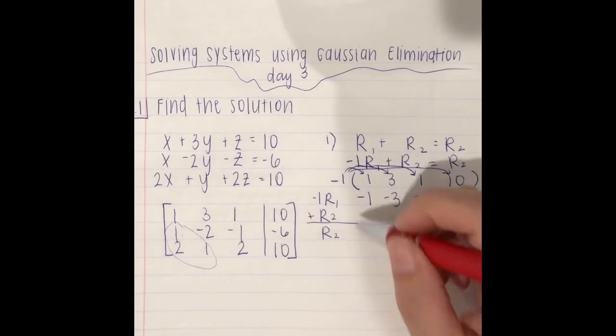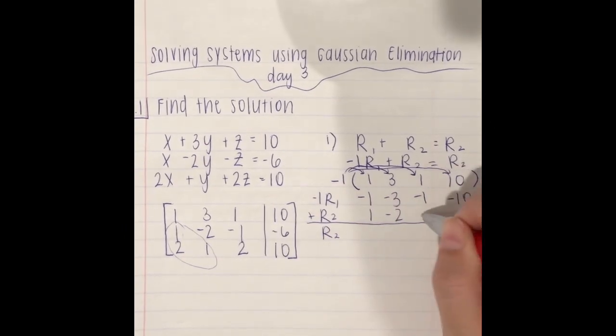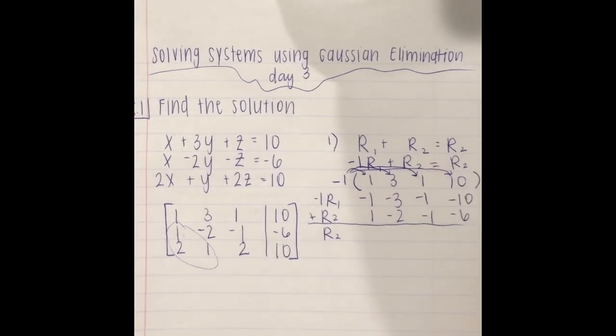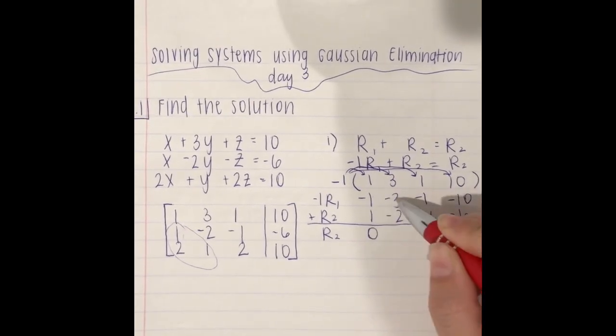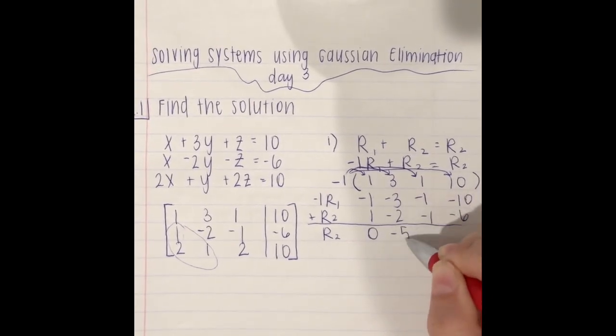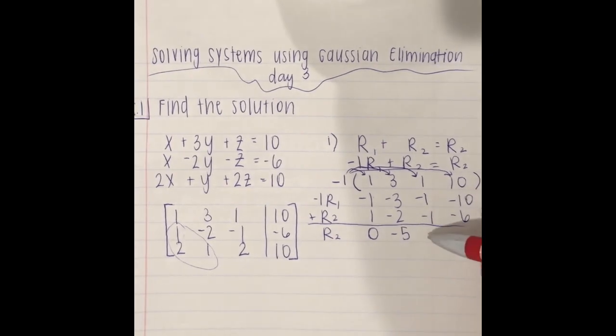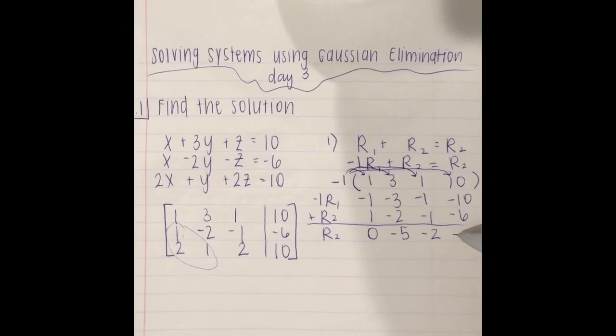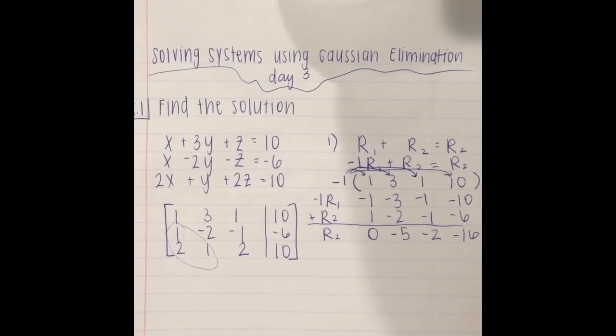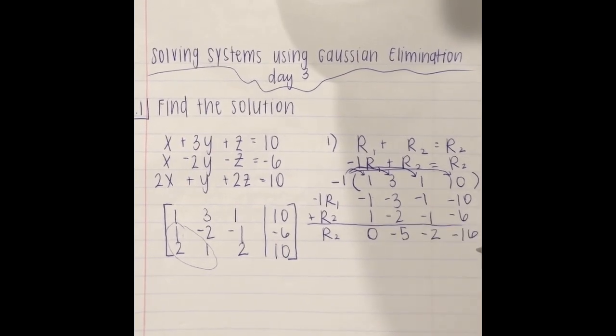So in row 2 we have 1, negative 2, negative 1, and negative 6. Add these together: negative 1 and 1 is a 0. Negative 3 and a negative 2 is a negative 5. Negative 1 and negative 1 is a negative 2. And negative 10 plus a negative 6 gives us a negative 16. So this is our new row 2. This is the only row that's changing.